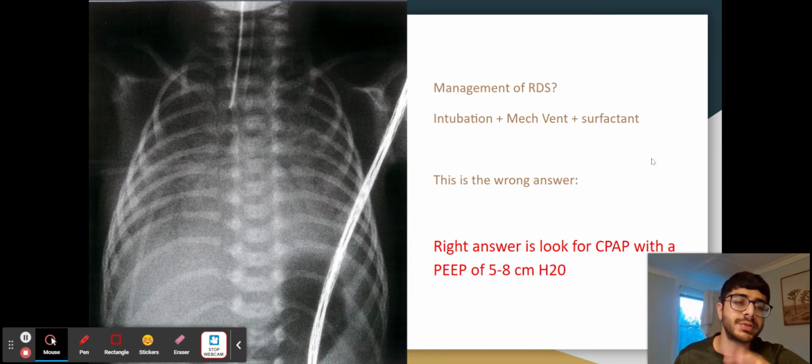Anyways, the point I was trying to make is that intubation, mechanical ventilation, and surfactant is technically the correct answer. But if they say give CPAP or non-invasive positive pressure ventilation, or positive pressure ventilation with PEEP, remember, choose that option first. That is more conservative, and then you go to surfactant. Everyone just tries to give surfactant. Okay, next one.